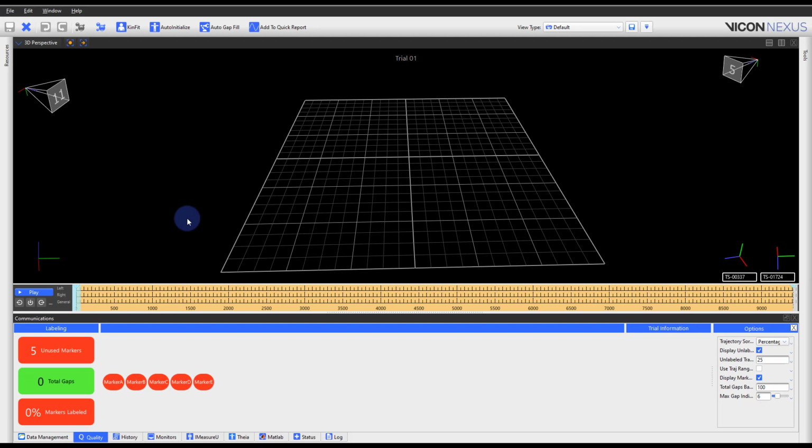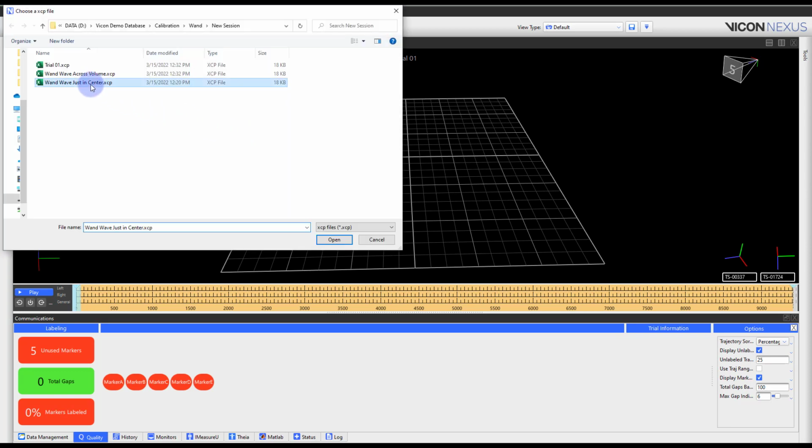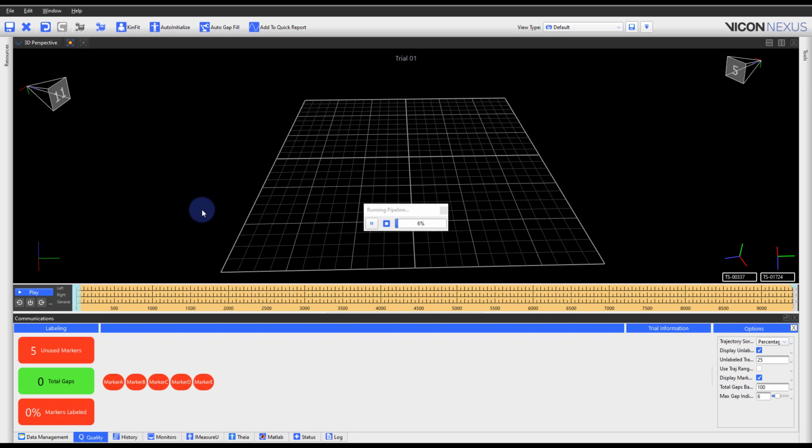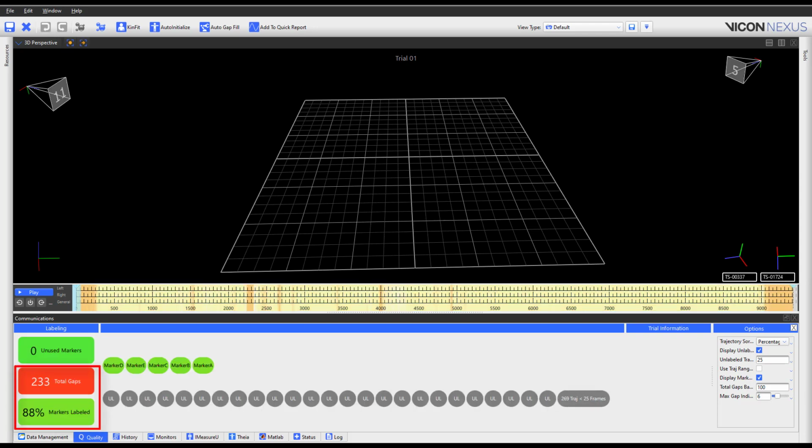One way we can go about comparing is looking at the quality tab within Nexus after running Reconstruct and Label. First, let's load in the calibration focused on the center of the volume. And then run Reconstruct and Label. Take a look at the total gaps and the marker labeled percentage. Now I will load in the whole volume calibration and rerun Reconstruct and Label. See how the quality tab changes?